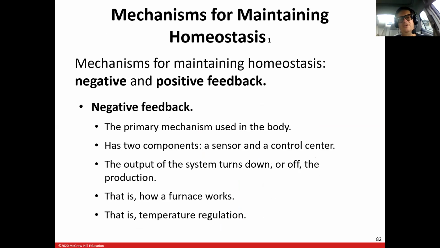All right. Oh, and here now we're going to talk about positive and negative. Negative feedback is the primary mechanism, the main one that's used. You need 2 things. You need a sensor and a control center. And so the system can be turned off or on. And that's how a furnace works. That's how temperature is regulated. Example we already used.